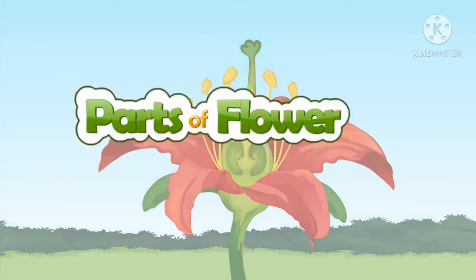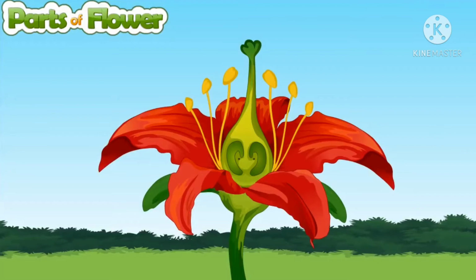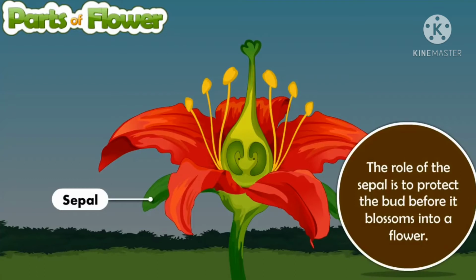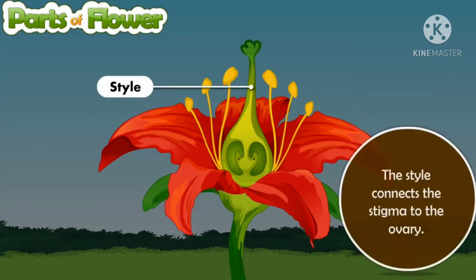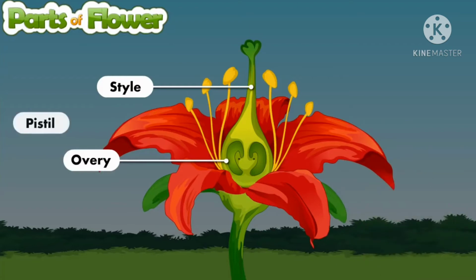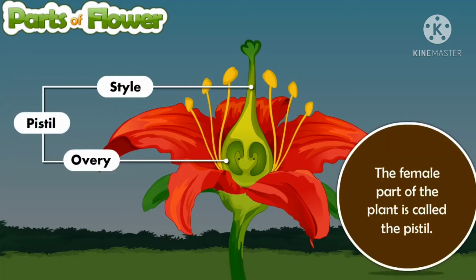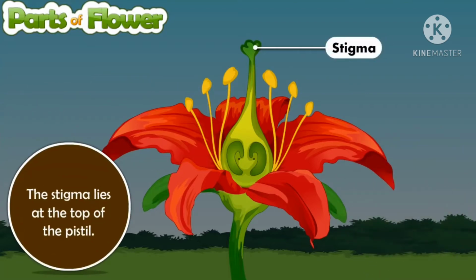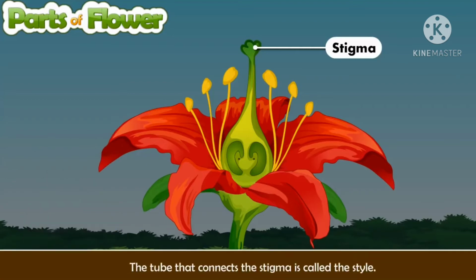Parts of flower. In flowering plants, reproduction occurs in the flowers. There are several important parts in a flower that help in fertilization. The role of the sepal is to protect the bud before it blossoms into a flower. The style connects the stigma to the ovary. The female part of the plant is called the pistil. The stigma lies at the top of the pistil. The tube that connects the stigma is called the style.